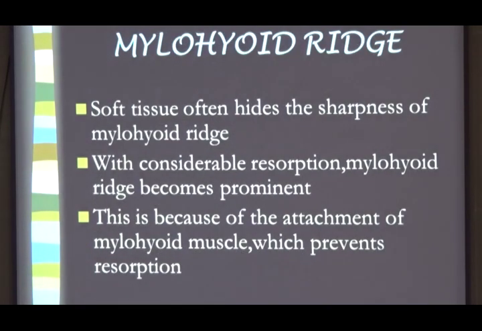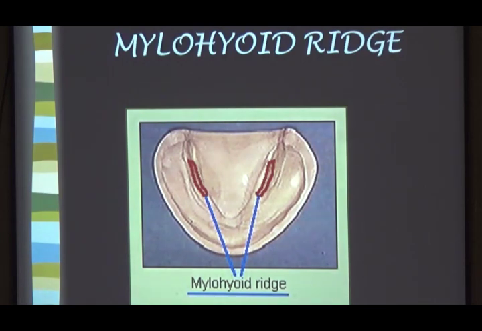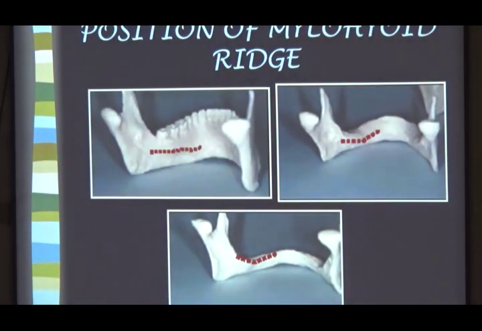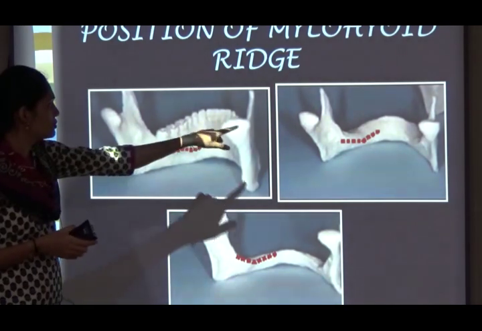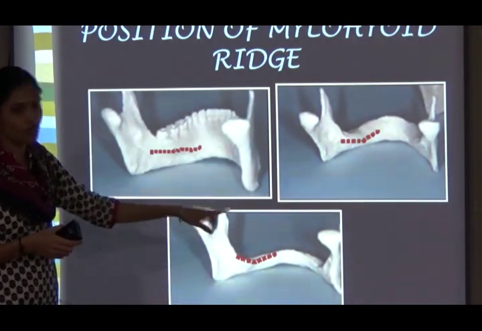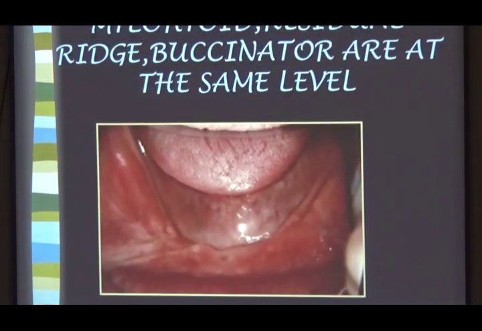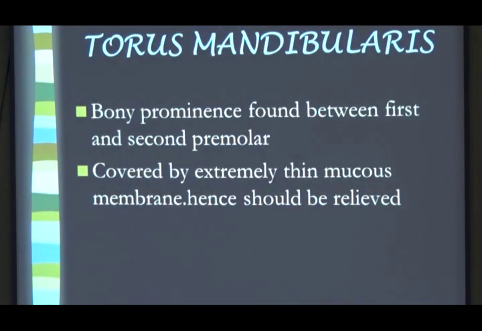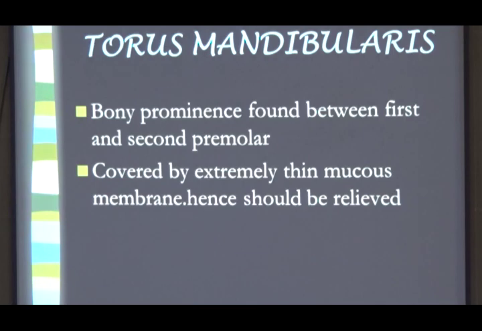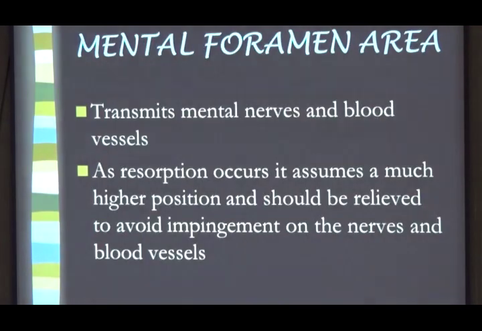So the mylohyoid ridge is quite low, but as the resorption occurs, it rises up. In the dentulous stage, it is almost here. As you lose the teeth and resorption occurs, it comes almost to the crest of the ridge. When it comes to the crest of the ridge and becomes prominent, then when you give pressure, the patient will have pain. That has to be relieved. So in a case where the mylohyoid ridge, crest of the ridge and the buccinator are at the same level, you don't have any depth to cover in the lingual flange. Again, same as torus palatinus, torus mandibularis also, because the mucous membrane is thin, you have to relieve that area.